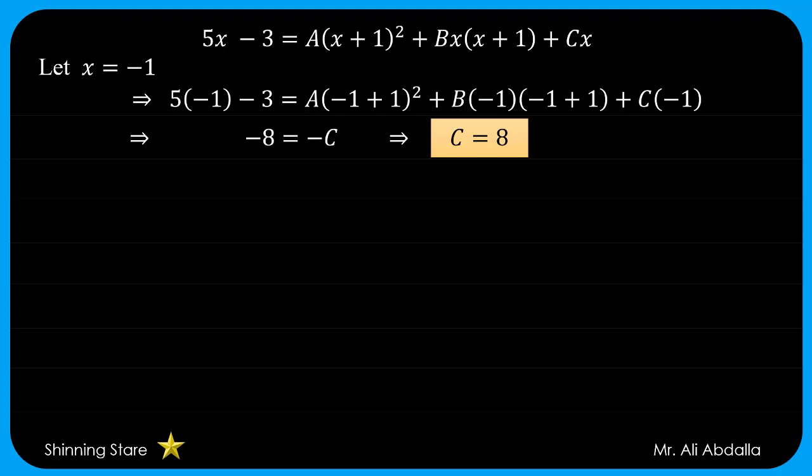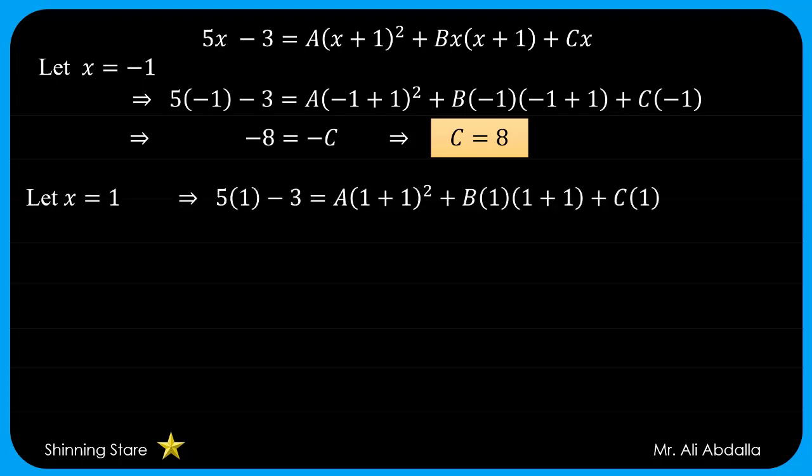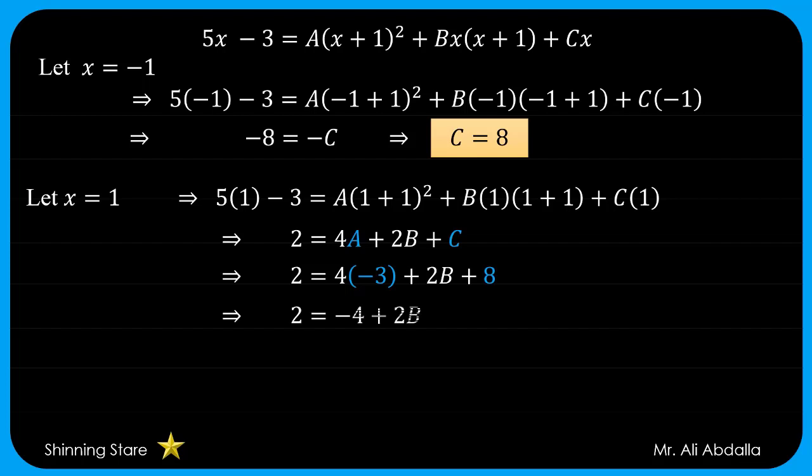Now we have found the values of A and C. We need to find the value of B. Then we can substitute by x equal 1. We get 5 times 1 minus 3 equal A times (1 plus 1) to power 2 plus B times 1 times (1 plus 1) plus C times 1. Simplify, we get 2 equal 4A plus 2B plus C. And we can substitute by A and C. We get 2 equal 4 times negative 3 plus 2B plus 8. Simplify, and we get B equal 3.